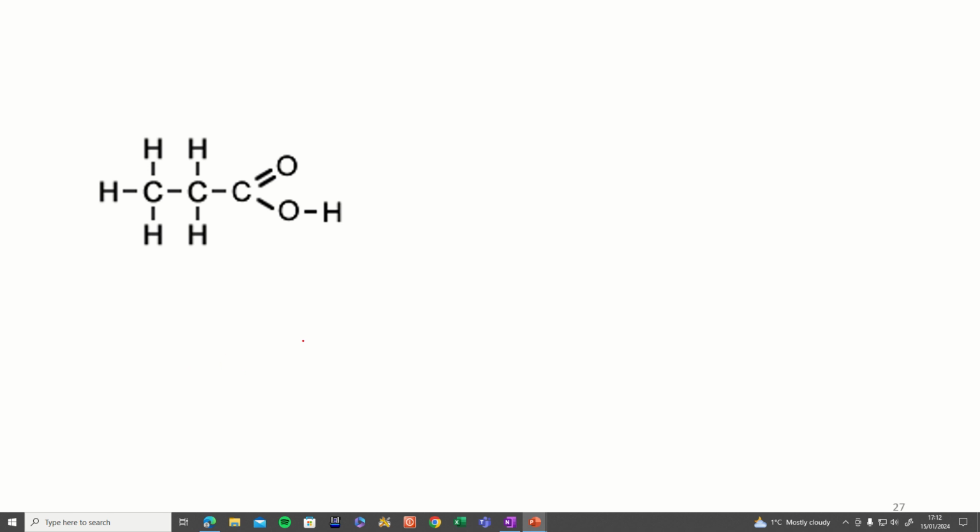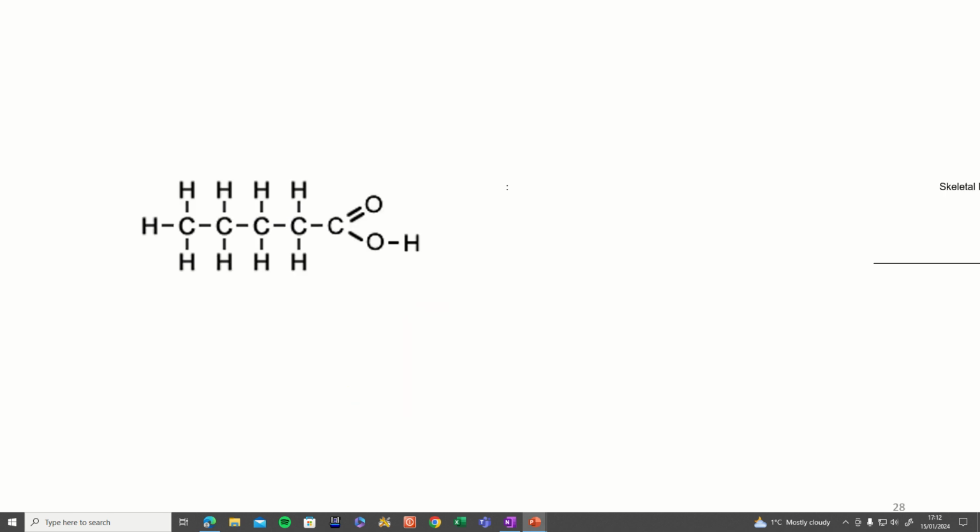Okay, same again here. I have 1, 2, 3 carbons. I have to draw my oxygen to my double bond. And then I have to draw my oxygen to here, which is attached to a hydrogen. So I draw this hydrogen in because it's not directly bonded to a carbon. Okay. So there is a carbon here this time. Okay. This one here, we have 1, 2, 3, 4, 5. Again, double bond. Okay. Single bond O, single bond hydrogen. We draw the hydrogen in because it's not attached to a carbon.